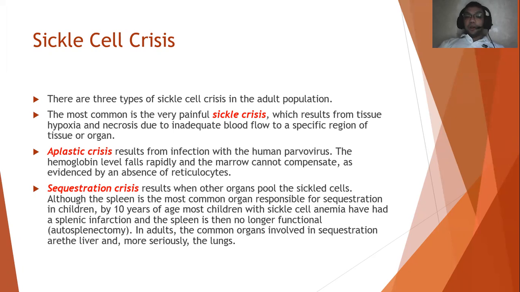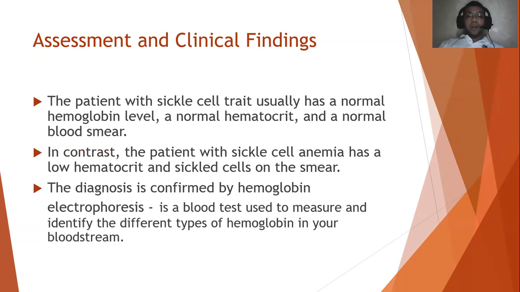But in adults, the common organs involved in sequestration are the liver and more seriously the lungs, because these are highly vascularized organs. When we say sequestration, the sickled red blood cells are pooling inside it. They are crowding inside those highly vascularized organs.